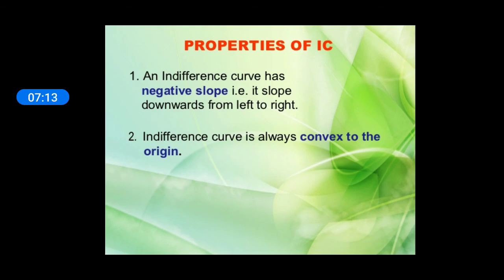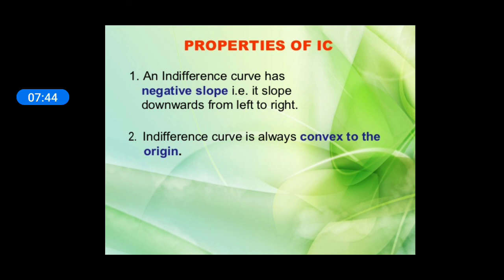Now, what are the properties of an indifference curve? Dear students, an indifference curve slopes downward. It means it has a negative slope, and it slopes downward from left to right. It is only because if a consumer wants to increase the consumption of one commodity, then definitely he has to decrease the consumption of another commodity, so that he can get an equal level of satisfaction at every point of the indifference curve. That's why the indifference curve slope is always downward.